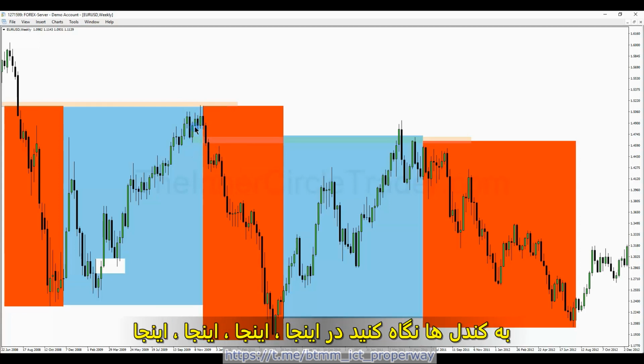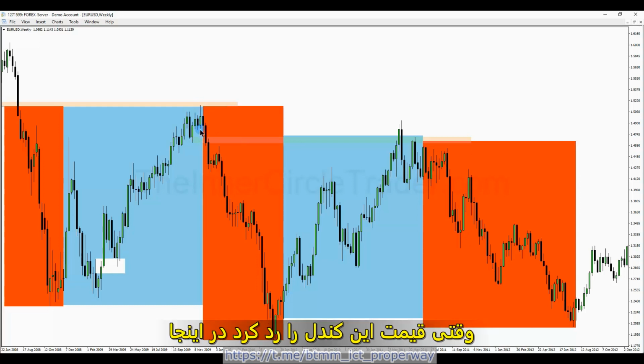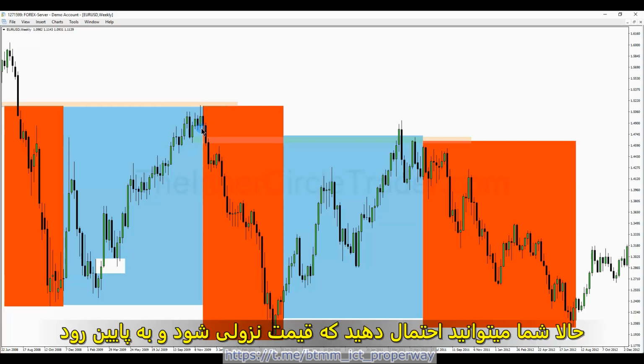Okay, when does it become apparent that it's going to go lower? See this candle here, here, here, here. This last up candle, that's the last green one. When that candle is violated right there, right here on this black one, now you're going to be expecting price to expand on the downside.